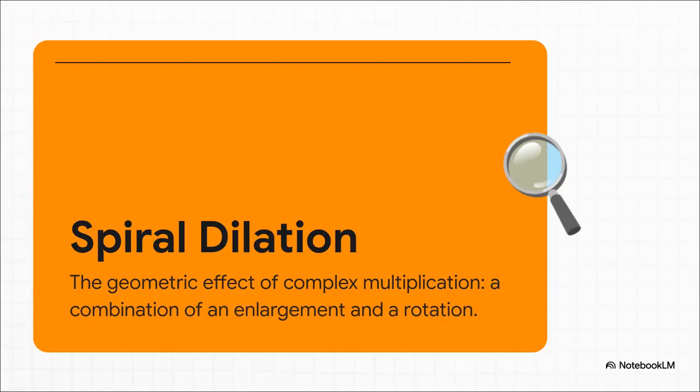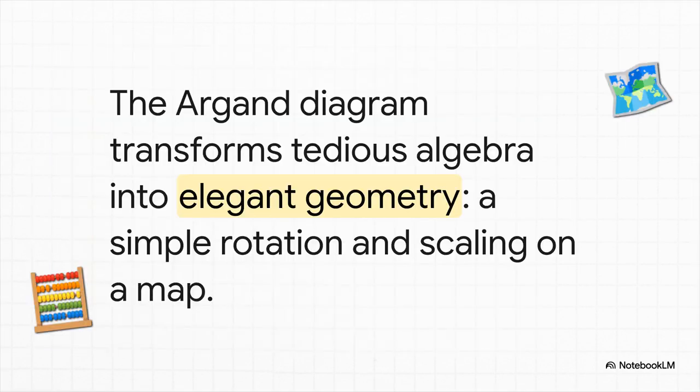This move is so elegant, so beautiful, it actually has its own name, a spiral dilation. It's a combination of scaling the point further out or pulling it closer in and then rotating it around the origin. This is the hidden dance of complex multiplication. So really, the big takeaway here is this total shift in perspective. The Argand diagram takes a tedious algebraic chore and turns it into this graceful geometric dance.